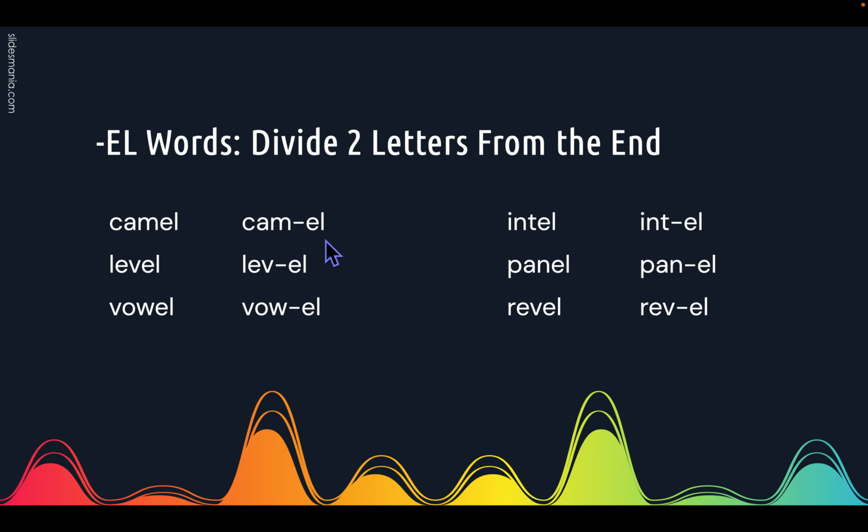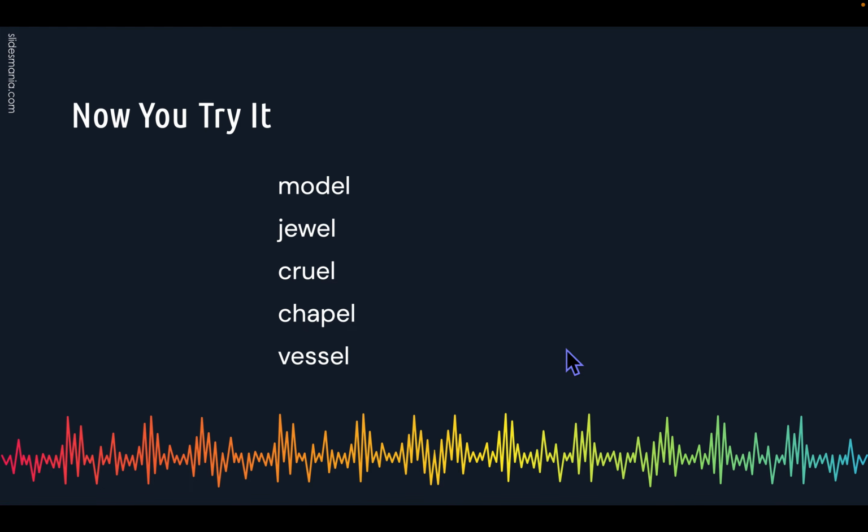So, camel, intel. This word, you could also divide it right here with the prefix in, but it doesn't matter because we would still pronounce it intel. Level, panel, vowel, and revel. You try it with these words.